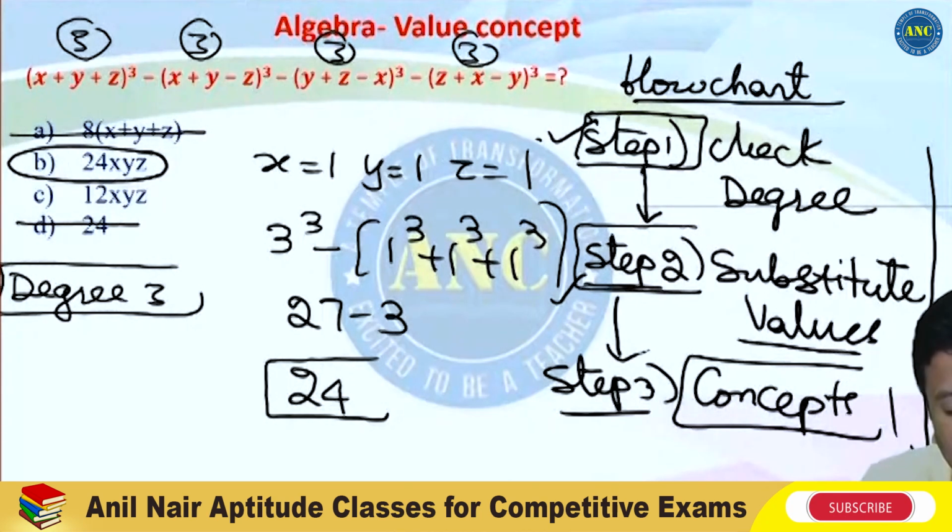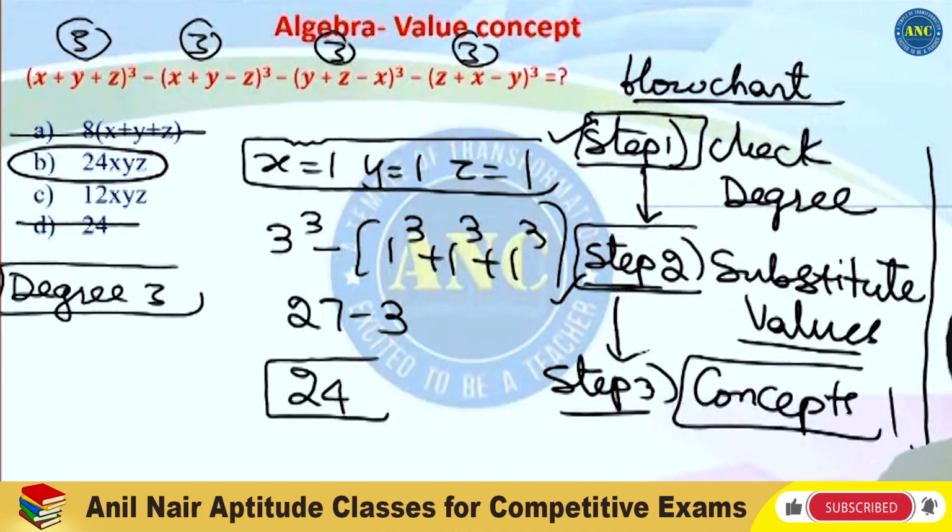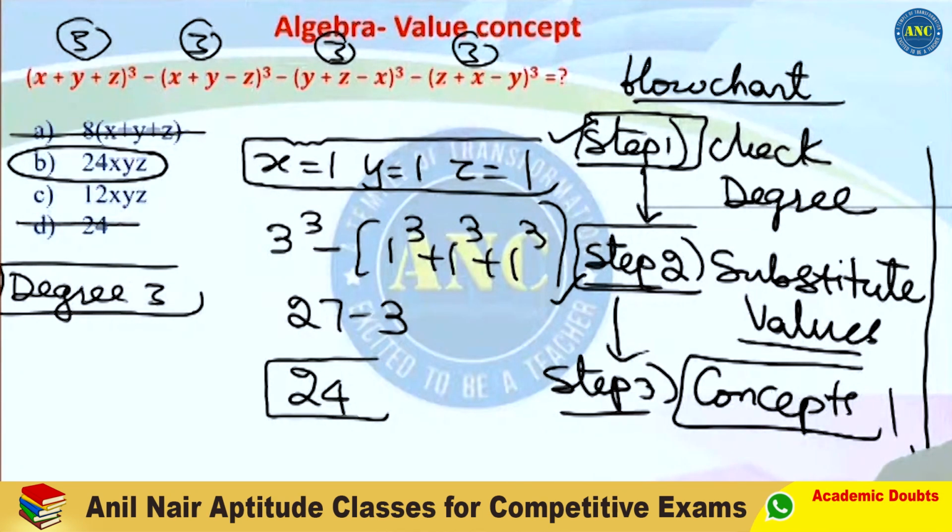Sir, why did you use X1, Y1, Z1? I did it to simplify the calculation. Otherwise, if you take more values, the complexity of the question will increase.